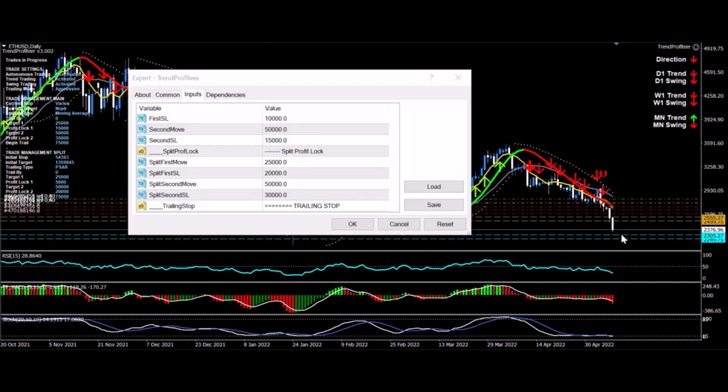Okay, so this trade is rocking. It's going fantastic. You can see where I entered. I want to make sure now that I lock in profits for my trade. So what I'm doing is I'm reducing the profit lock target from 50,000 to 40,000 on both parts of the trade.